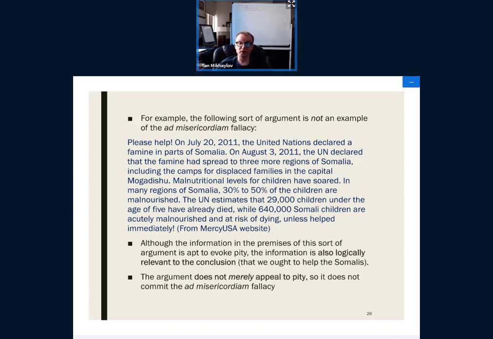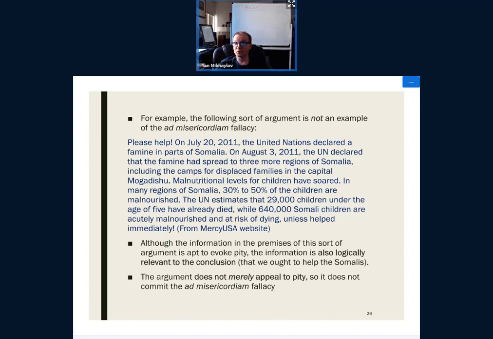Please help. On July 20, 2011, the United Nations declared a famine in parts of Somalia. On August 3, 2011, the United Nations declared that the famine has spread to 3 more regions of Somalia, including the camps for displaced families in the capital Mogadishu. Malnutritional levels for children have soared. In many regions of Somalia, 30 to 50% of children are malnourished. The United Nations estimate that 29,000 children under the age of 5 have already died, while 640,000 Somali children are acutely malnourished and at risk of dying, unless helped immediately.